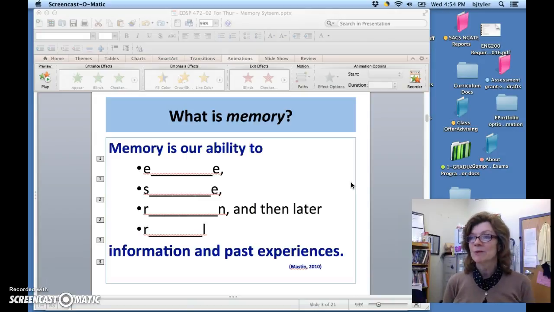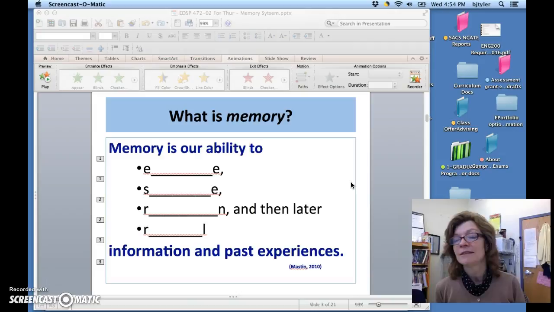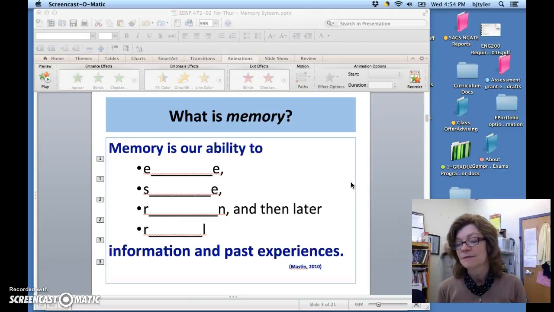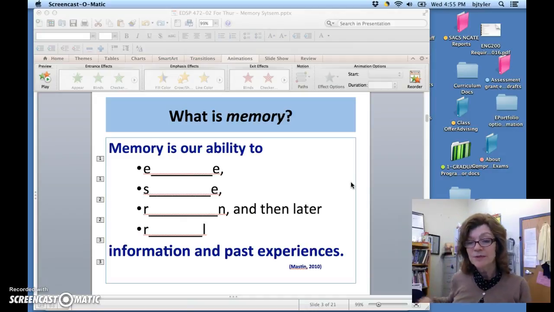Memory is our ability to encode, to store, retain, and then later recall information and past experiences. Encoding, in case you're wondering, takes place after perception and is the first step in creating a new memory. So the perceived item of interest is converted into a mental representation that can be stored by the brain.